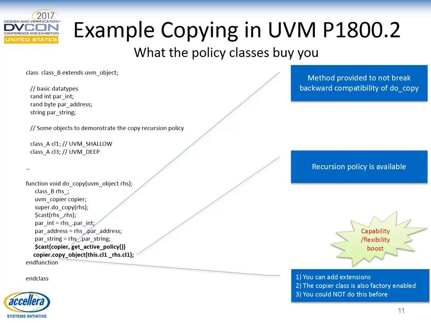And what I just wanted to do is put a box around it just to illustrate that the way of doing it is a little bit different, in the sense that you basically get the active policy into your do copy method, and then you can use the copier in order to apply a certain policy to it. The other thing here is that you can add extensions to this thing. You couldn't do that before.